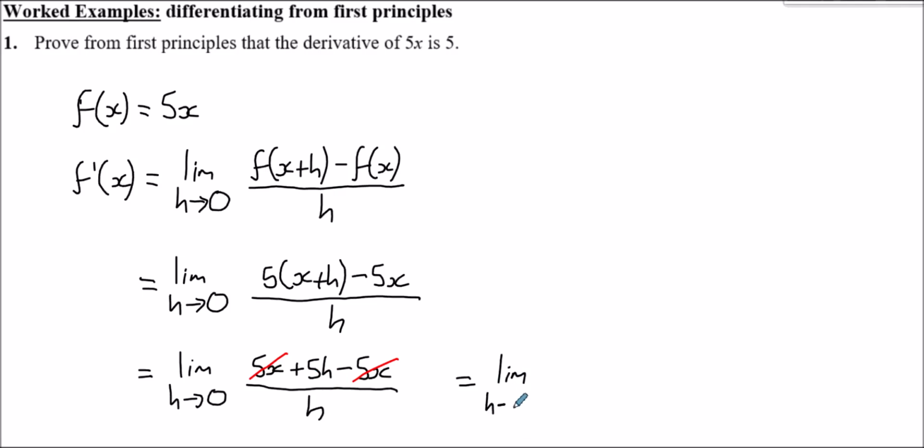So the limit as h shrinks down to 0 of 5, well 5 is a constant. By its nature, 5 is just 5. It's just 5, so h can do whatever it likes. It's not going to change the fact that 5 is 5. So that just equals 5. So therefore, the gradient function of 5x, f dashed of 5x, just equals 5.